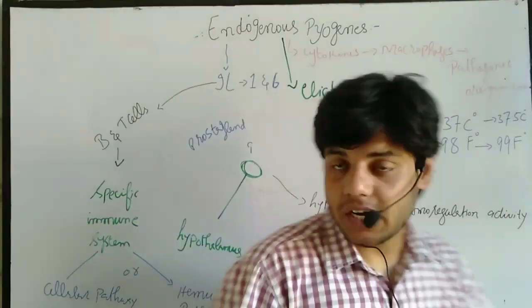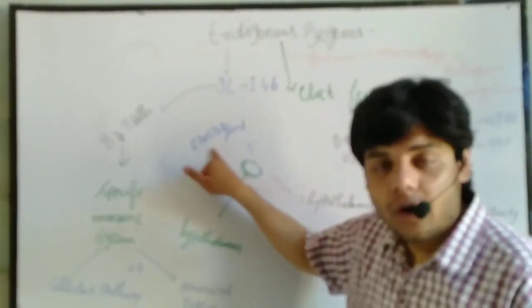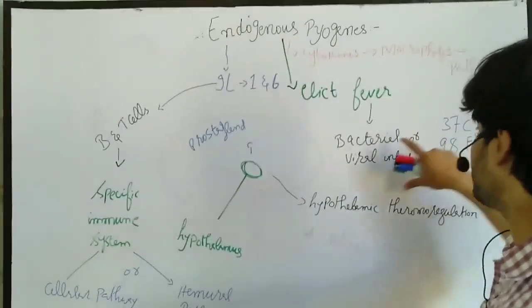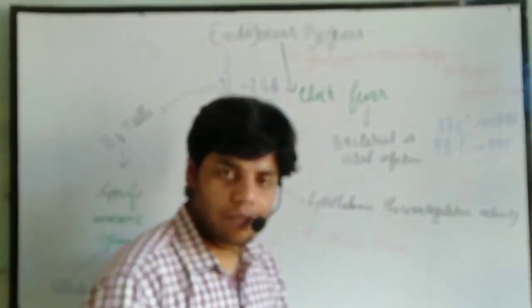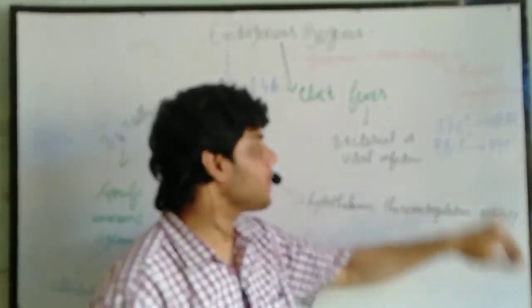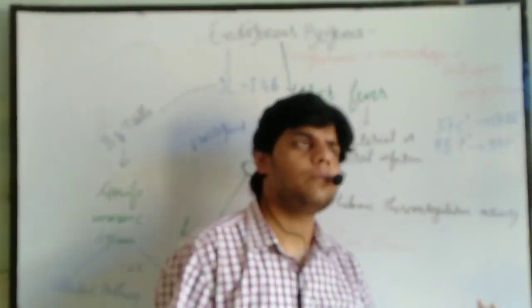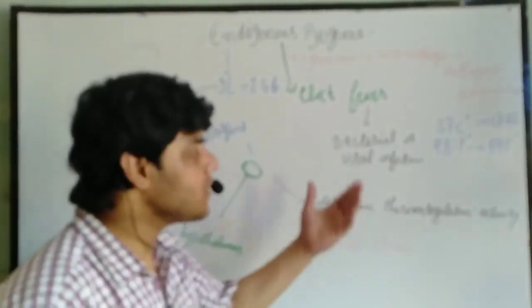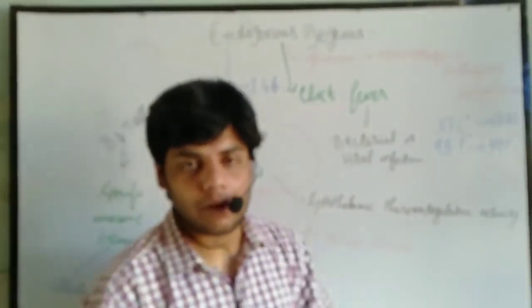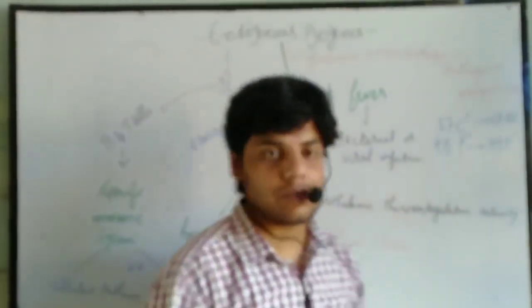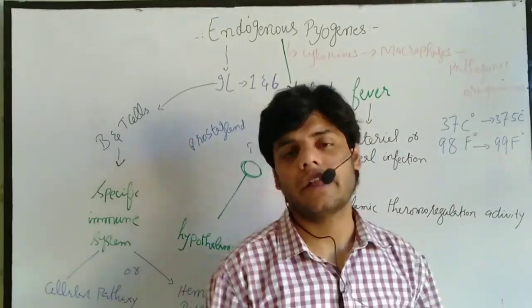Now once we get the prostaglandin, this prostaglandin will reset the body temperature. First of all, they will regulate the body and increase the body temperature to 104 Fahrenheit or 103 Fahrenheit, just like that. Once the body temperature is increased to that level, after some time gradually the body temperature reaches 37 centigrade, and finally the process is under control.